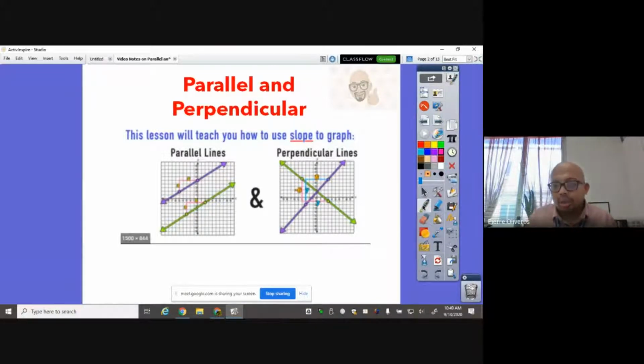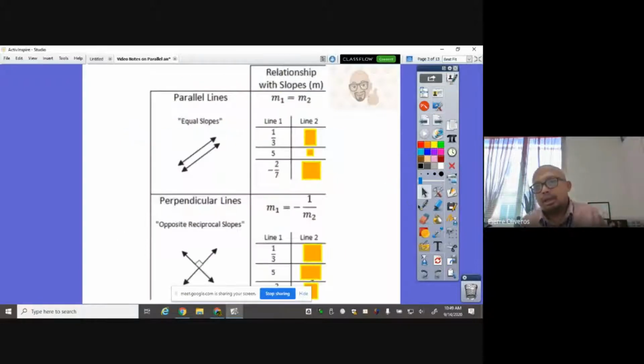Okay? So we know in geometry that parallel lines do not intersect. They have the same behavior. Perpendicular lines, from geometry, we learned that they intersect and make 90 degrees. And that's still true for us right now. But let's learn more about parallel and perpendicular lines from an equation perspective.